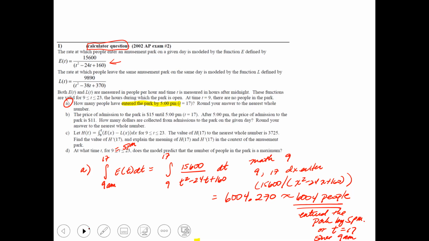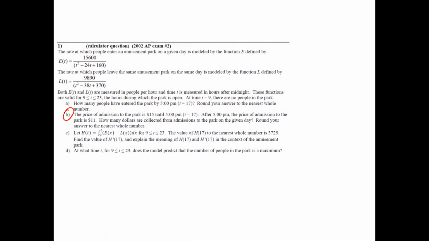All right, let's take a look at the next one. For B, it's asking: the park admission is $15 until 5 p.m., or t equals 17. After 5 p.m., the admission is reduced to $11. How many dollars are collected from admission to the park on the given day? Round your answer to the nearest whole number.